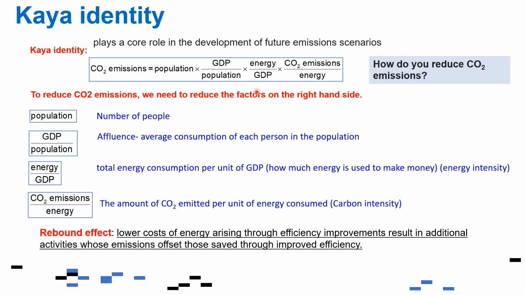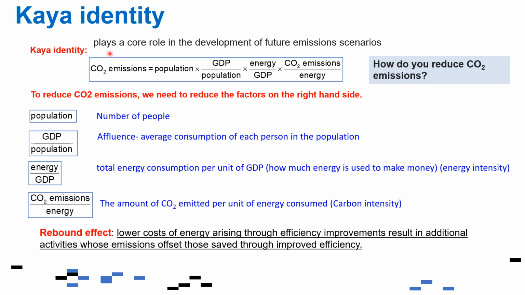The Kaya identity has been developed as a tool to understand and measure CO2 emissions and their underlying factors. This can be used to identify which factors can be leveraged to reduce greenhouse gas emissions. And it also plays a core role in the development of future emission scenarios: what will happen to emissions in the next 20 years, 30 years, or 50 years.